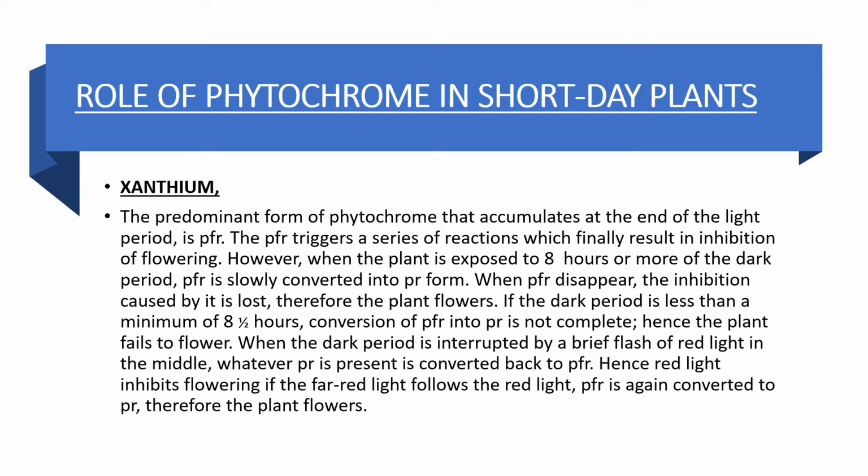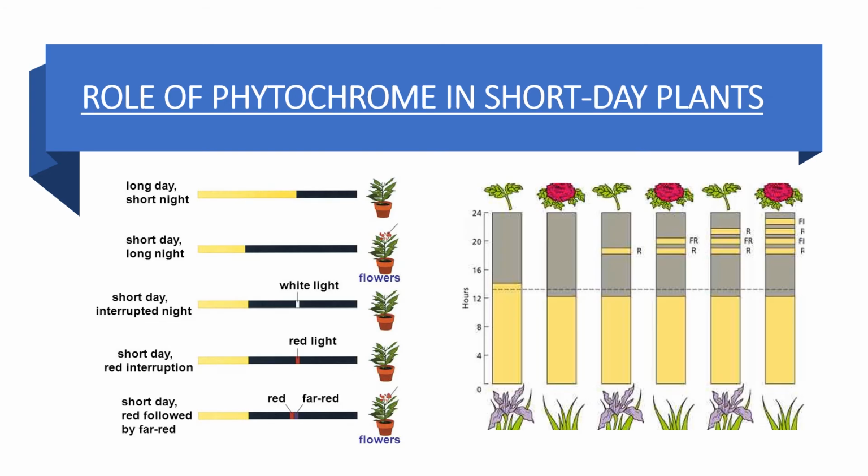When the dark period is interrupted by a brief flash of red light in the middle, whatever Pr is present is converted back to Pfr. Hence red light inhibits flowering. If far red light follows the red light, Pfr is again converted to Pr. Therefore the plant flowers. These figures show the role of phytochrome in short-day plants, so in this case the plant develops flowers when red is followed by far red.